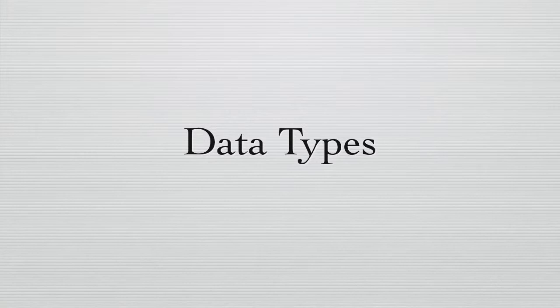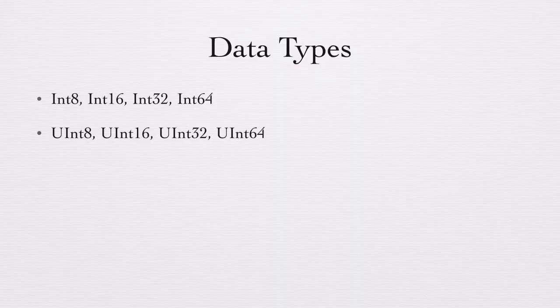I will now describe various data types defined in Swift. Swift defines 4 classes, each for declaring signed and unsigned integers.